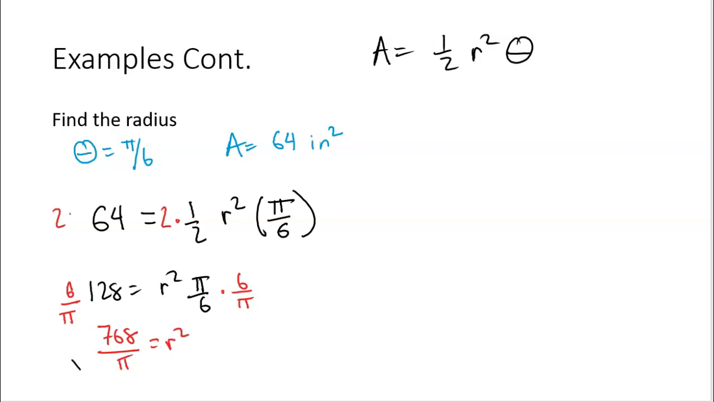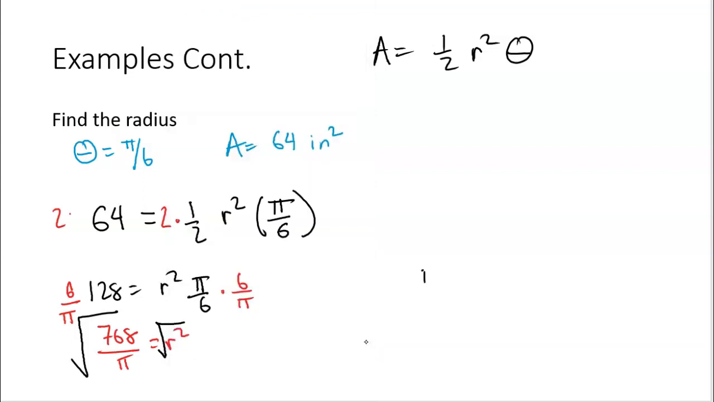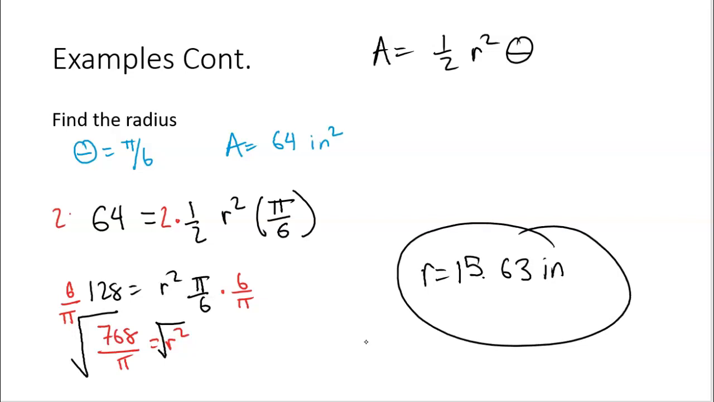R for your radius is always positive, so we don't have to worry about writing a negative number. So let's plug in what we know. I'm going to take the square root first. Square root of 768, divided by pi. I get about 15.63 as my radius. So 15.63. I started off with inches squared, so that means my radius is just inches.